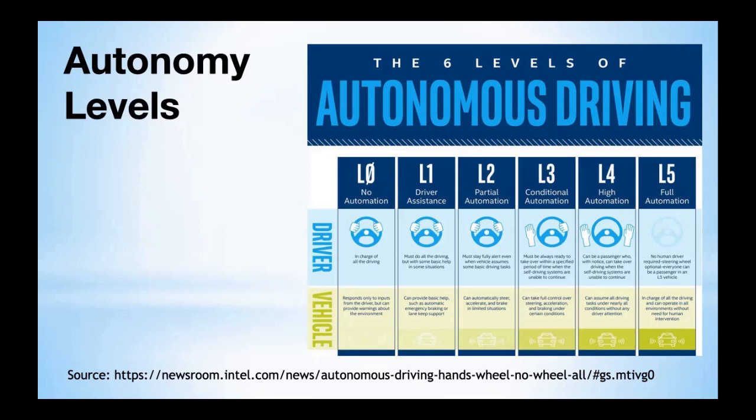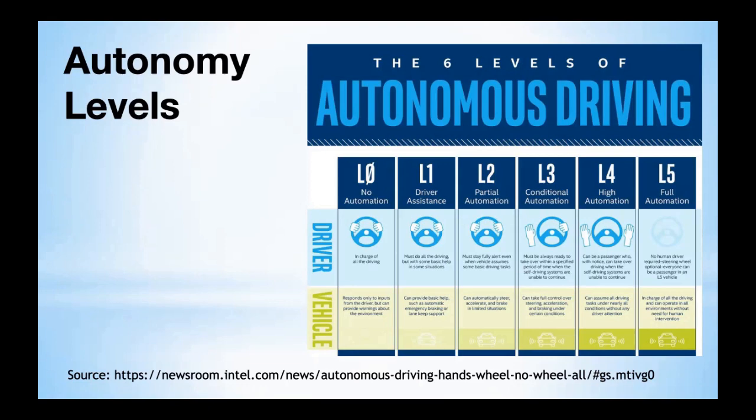And then level two and three is more of where Tesla is today. So vehicles are able to steer, accelerate, and brake by themselves under certain conditions, but it still requires a driver to have their hands on the wheel. And then level four is a higher automation. So the vehicle is capable of doing almost all of the driving tasks by itself, but it still does need a driver behind the wheel and it needs a driver's attention. And then level five is full automation. So no driver is needed at all.